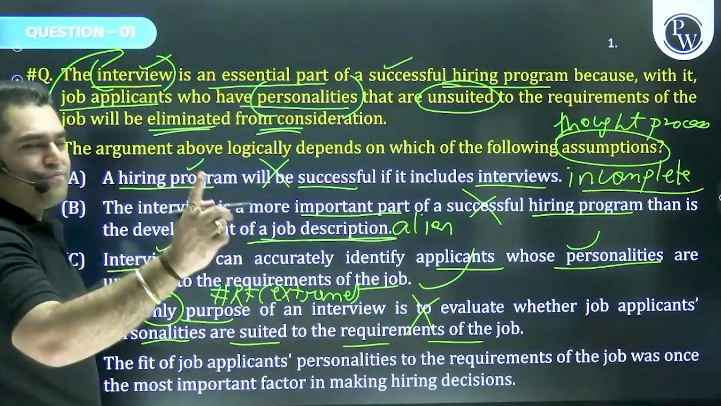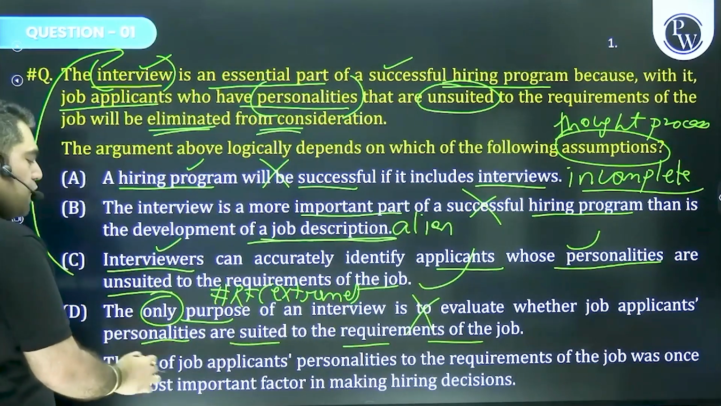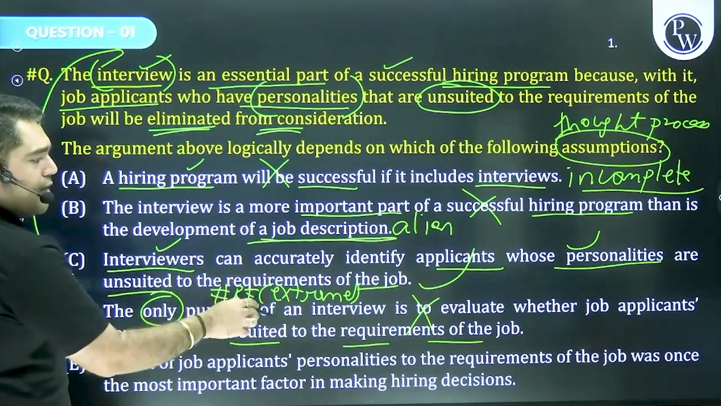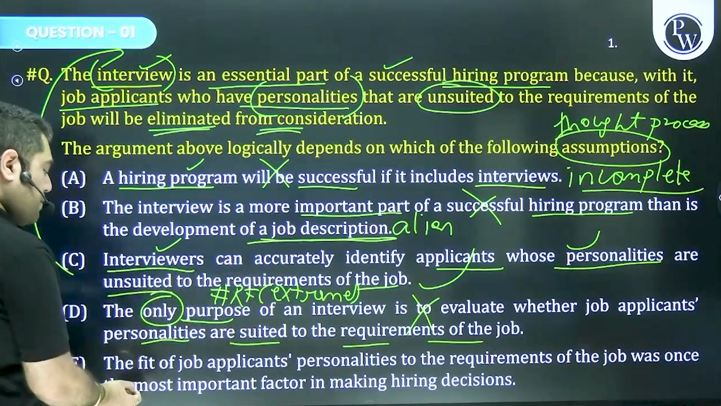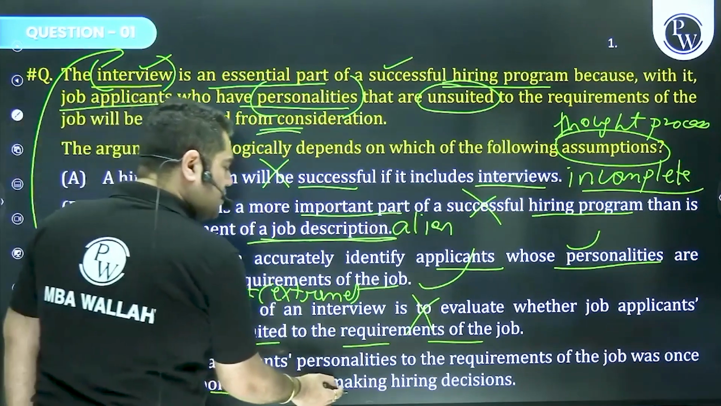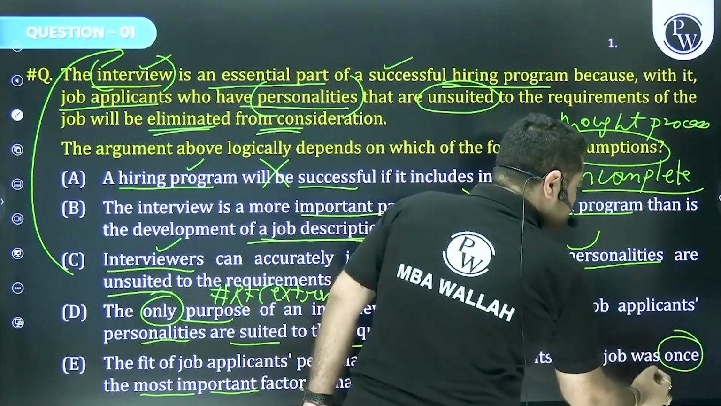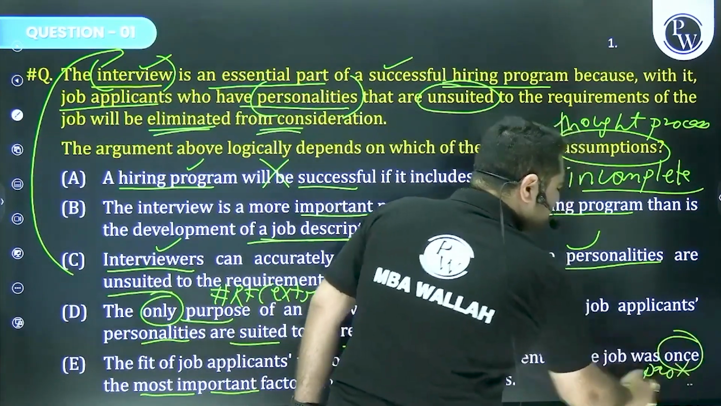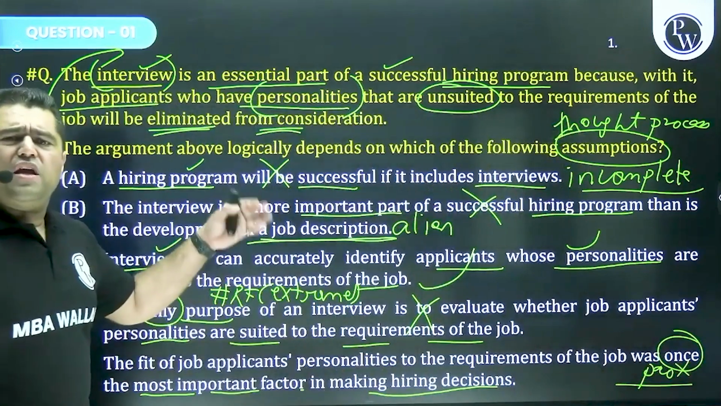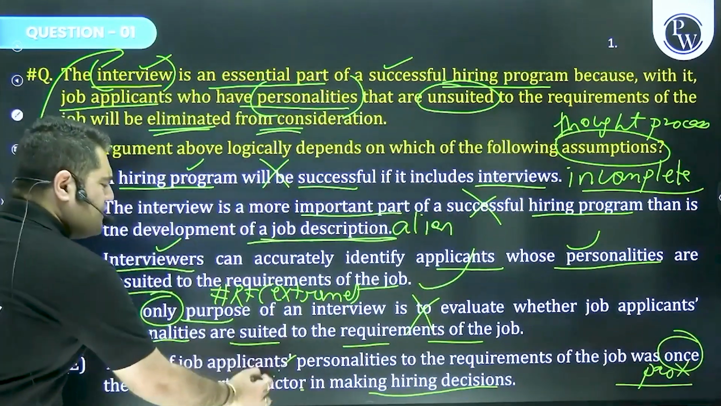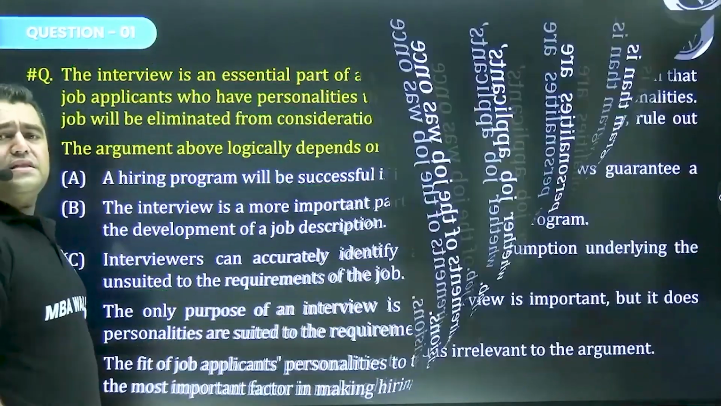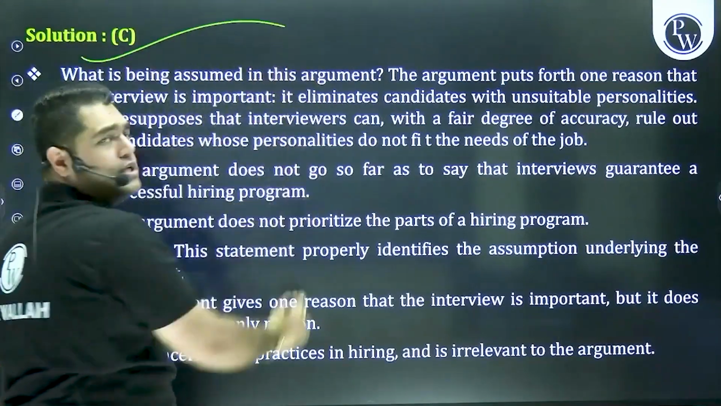Next. The fit of job applicants' personalities to the requirements of the job was once the most important factor in making hiring decisions. People, once means this is a thing of the past. Why, sir? It does not say it is now, it is of the past. That is why this is 100% wrong. Correct answer is answer option B.